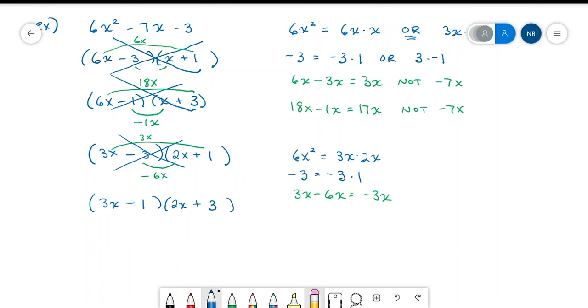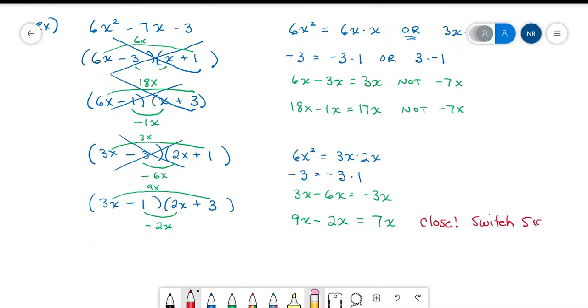and see what happens. Now when I check outer, I get 3x times 3, which is 9x. Inner is negative 1 times 2x, which is negative 2x. And now I'm starting to see the light, because 9x minus 2x is positive 7x, and I need negative. So I'm super close except for the sign, so I'm going to switch the signs. So let's just go ahead and rewrite it as 3x plus 1 and 2x minus 3.